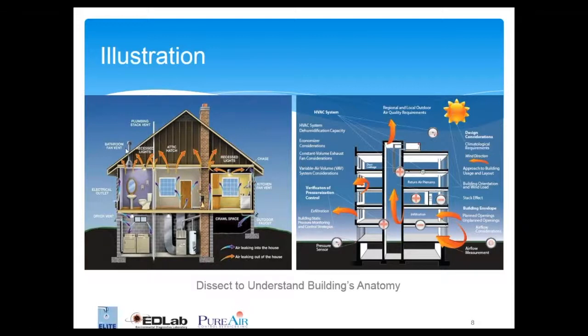So as you can see, these lines are indicative of how the air is flowing inside the building. Some of them are coming as a result of infiltration. Now look at the other side, the right-hand side of the building.